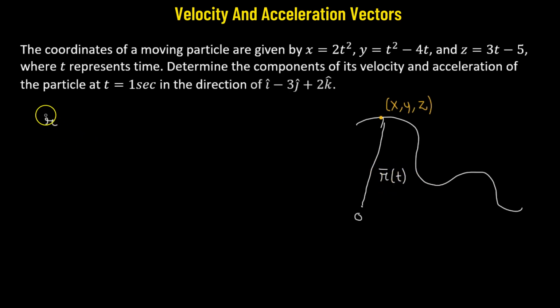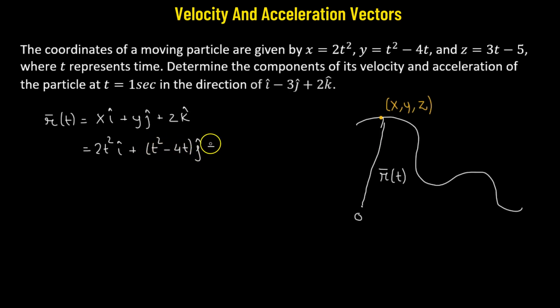So our position vector r of t is simply defined as the vector x i cap plus y j cap plus z k cap, where x is given by 2t squared i cap, plus y, that will be t squared minus 4t j cap, plus our z value. So our z value is 3t minus 5 k cap. So this is the position vector of the particle at any given moment in time. So let's label this as equation number 1.